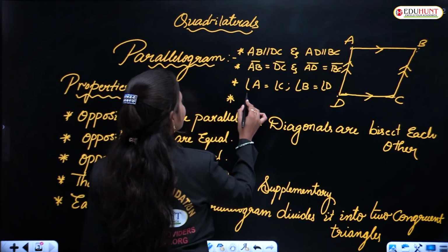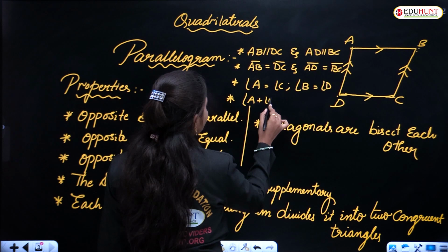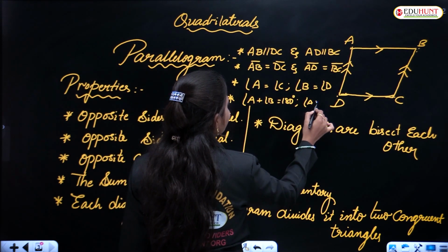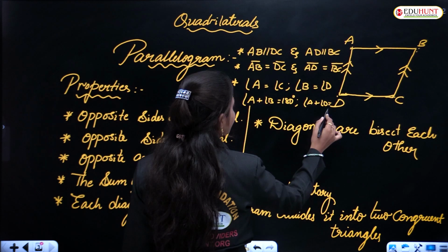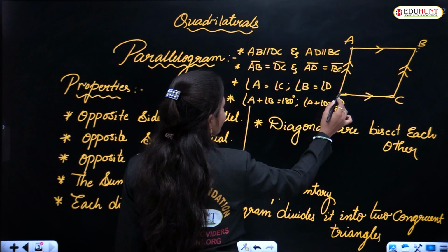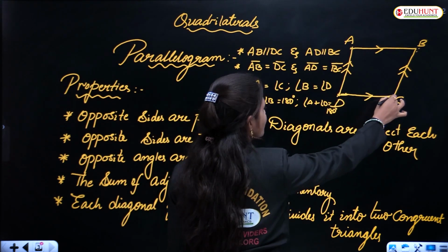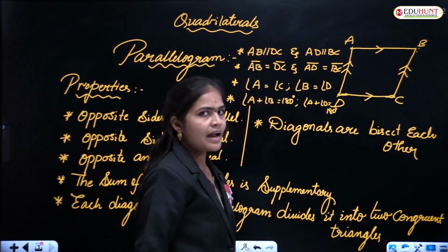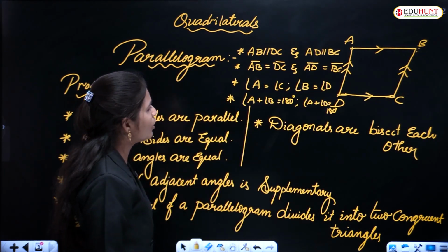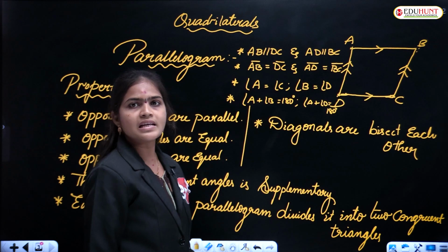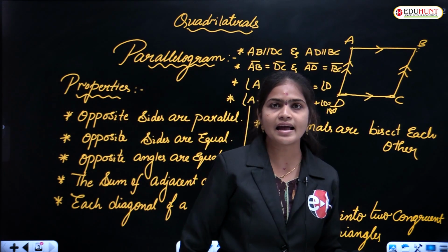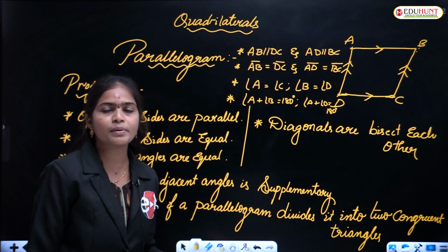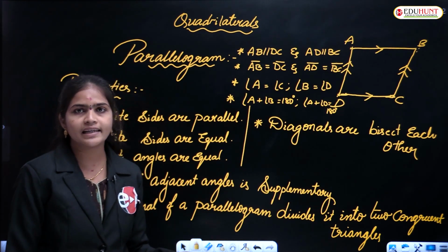So here we can say that angle A plus angle B is equal to 180 degrees, or else angle A plus angle D is equal to 180 degrees. And in the same way, angle D plus angle C is equal to 180, or angle C plus angle B is equal to 180. And angle A plus angle B, we already wrote, no? So the sum of any two adjacent angles of a parallelogram is supplementary. Okay, supplementary is nothing but 180 degrees.